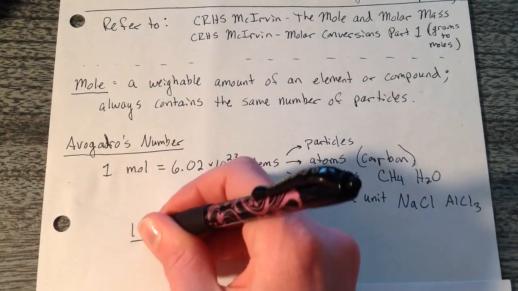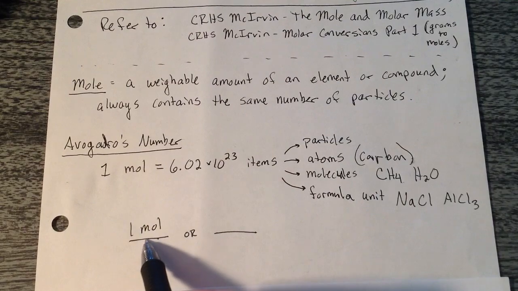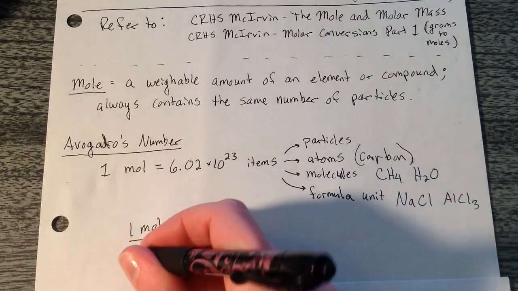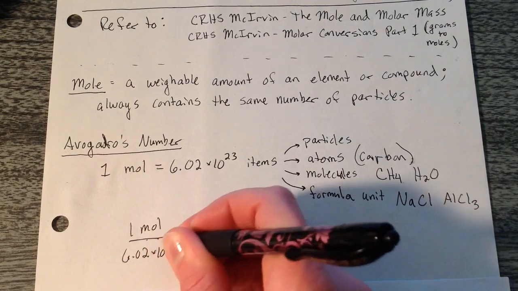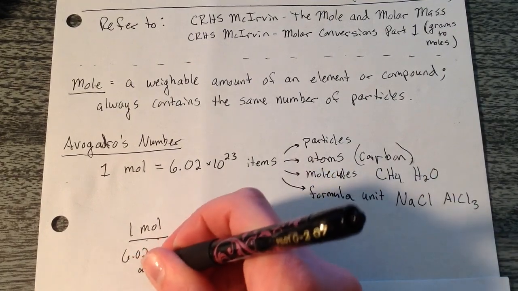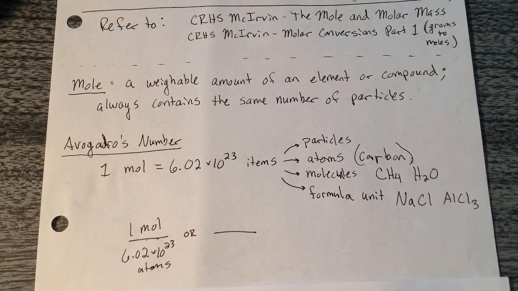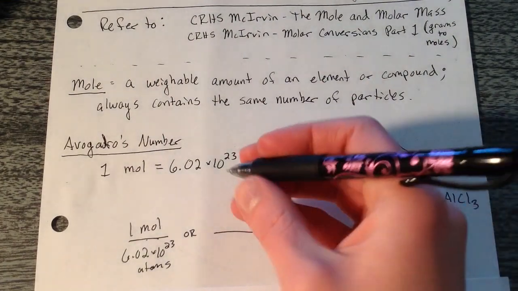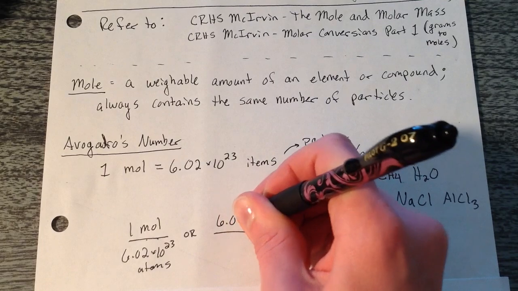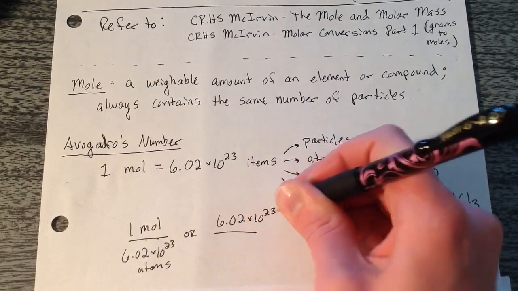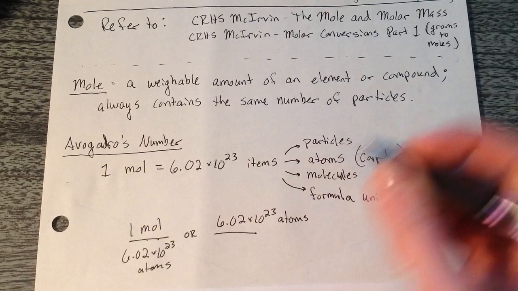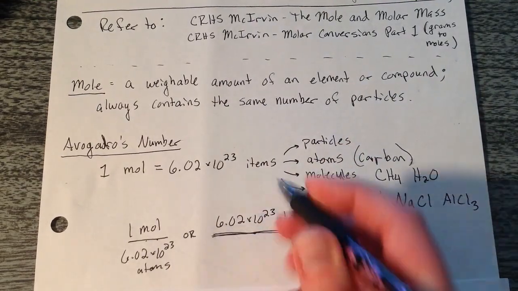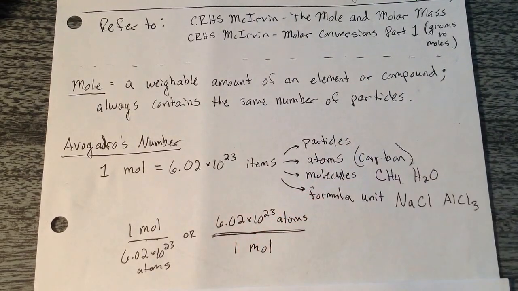So I could say 1 mole is equivalent to 6.02 times 10 to the 23rd atoms. It would also mean the same thing if I said 6.02 times 10 to the 23rd atoms is the same amount as 1 mole. So those are two ways to write fractions in order to show this relationship.